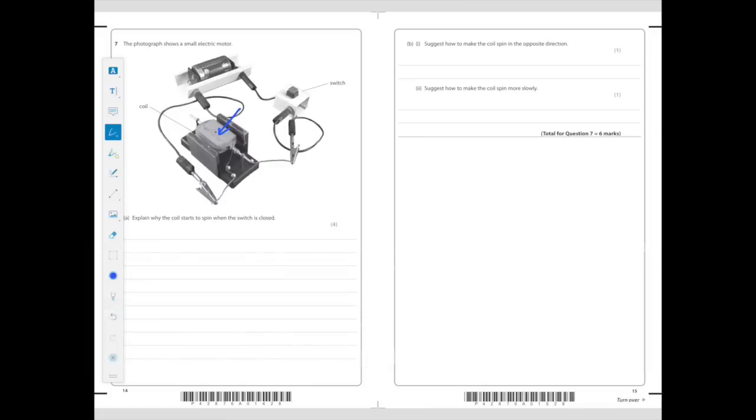Suggest how to make the coil spin in the opposite direction. The obvious thing here is to switch the direction of the current, or you could swap the magnets over. Suggest how to make the coil spin more slowly. So how do we weaken that magnetic field? Well, we can reduce the current. You could also reduce the voltage or have a weaker magnetic field, which is harder to quantify.